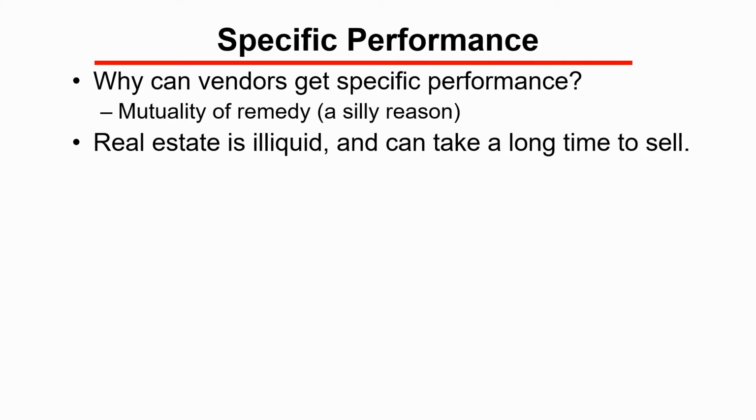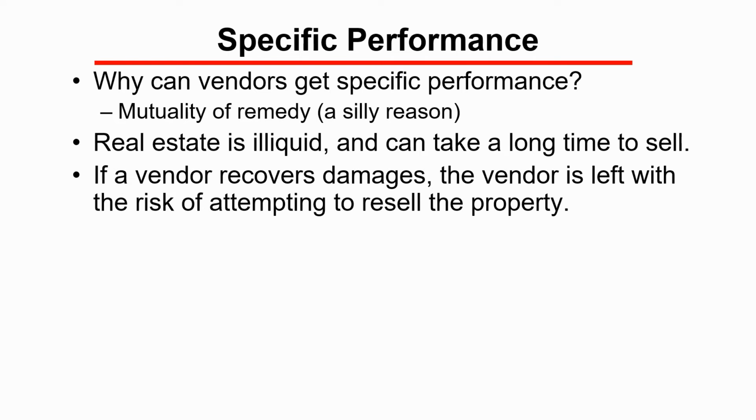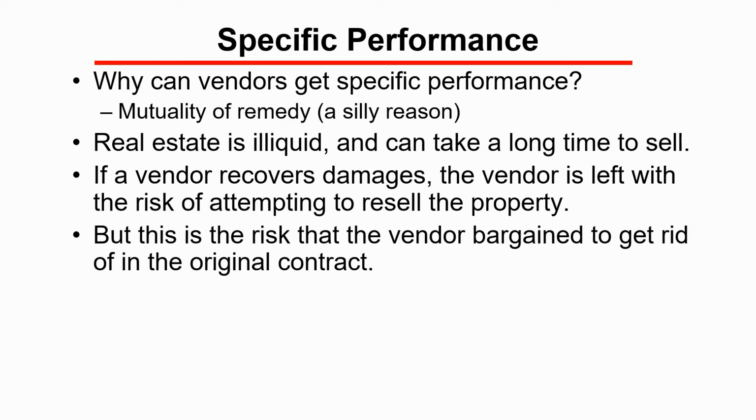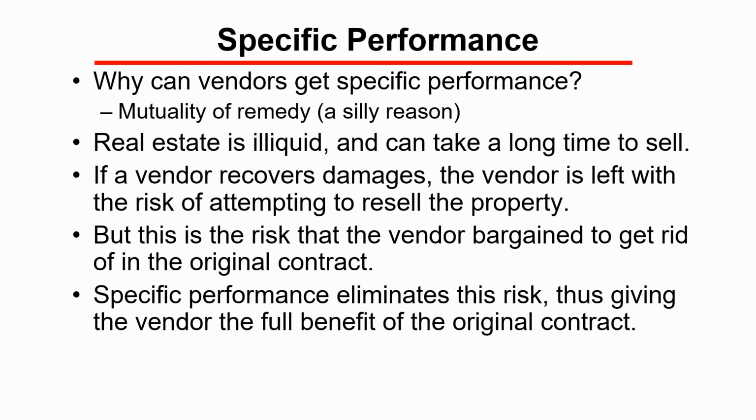A better rationale recognizes the fact that real estate is illiquid. When you put real estate on the market, depending on market conditions, it can take a long time to sell it. So if the vendor recovers damages, and that's the vendor's only remedy, the vendor is left with the risk of attempting to resell the property. And nobody knows how long that will take or what kinds of additional losses the vendor might experience in waiting to sell the property. So because of this risk, a risk that the vendor bargained to get rid of in the original contract, the courts give the vendor specific performance instead.